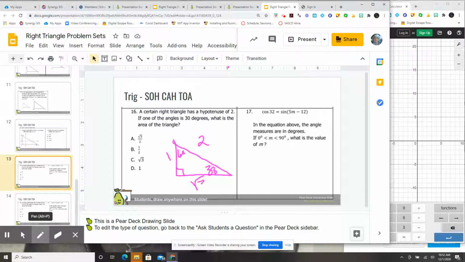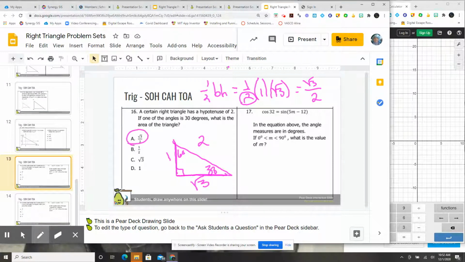The other side is the square root of 3. So again, we'll do 1/2 the base times the height. So 1/2 times 1 times the square root of 3. So that's going to be the square root of 3 over 2, because that denominator is going to stay underneath everything. Square root of 3 over 2.